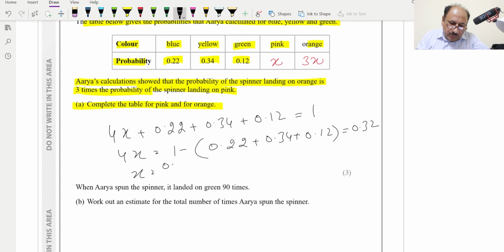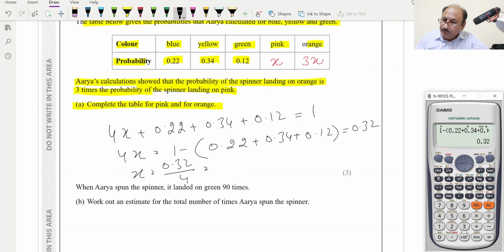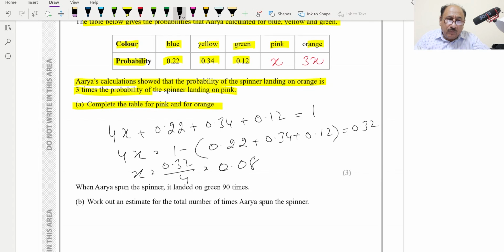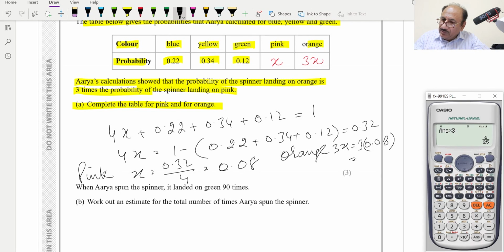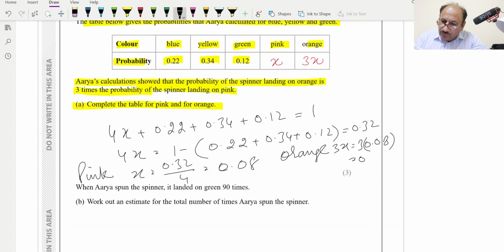So x will be equal to 0.32 divided by 4, which will be 0.08. So 0.08 is for pink, and for orange it will be 3x, so 3 times this value, which is 3 times 0.08, equal to 0.24. This will be the final answer.